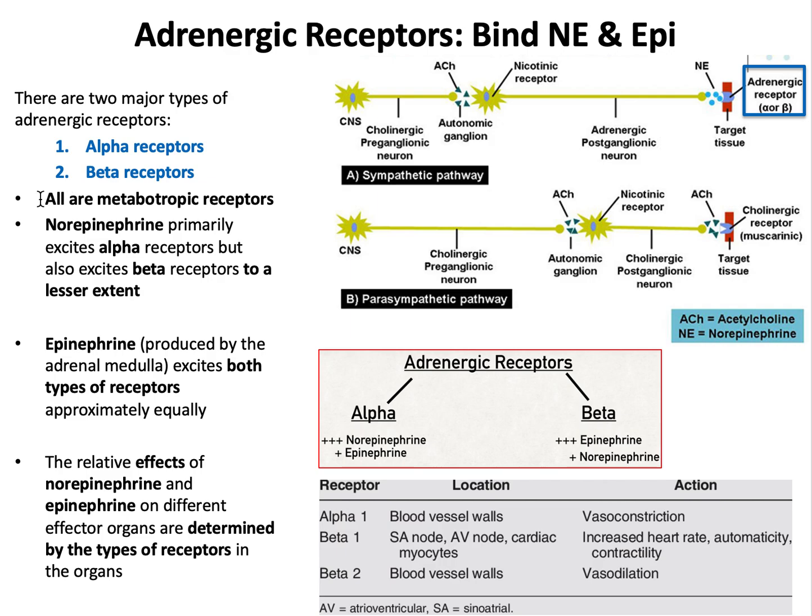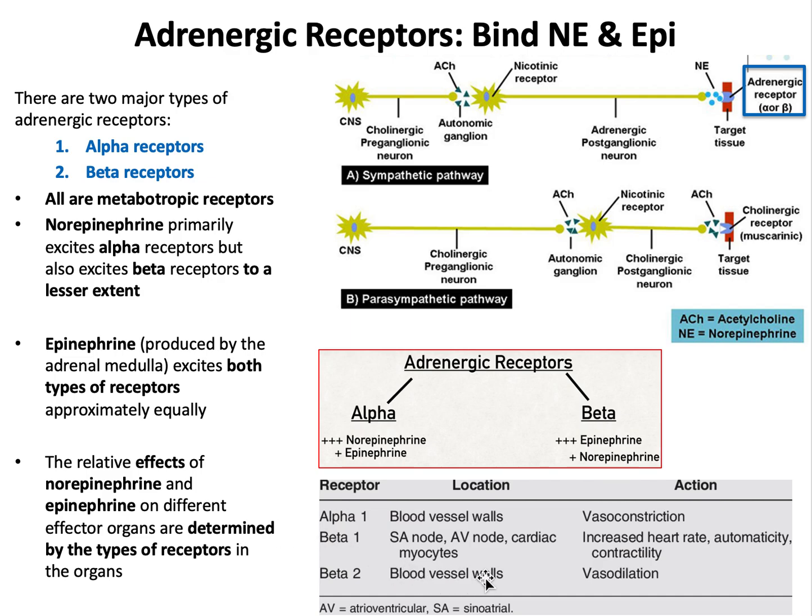Something to be aware of is that all of the adrenergic receptors are metabotropic, so they're G protein coupled receptors. And remember, from the previous lecture, when you have metabotropic receptors, you get an amplified second messenger response, and you get far-reaching changes within the entire cell, because you're affecting protein transcription, translation, all of that kind of stuff.